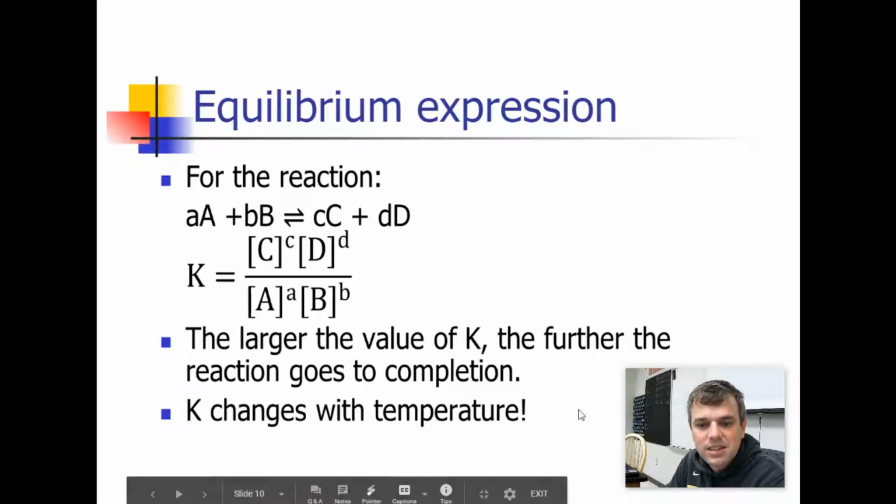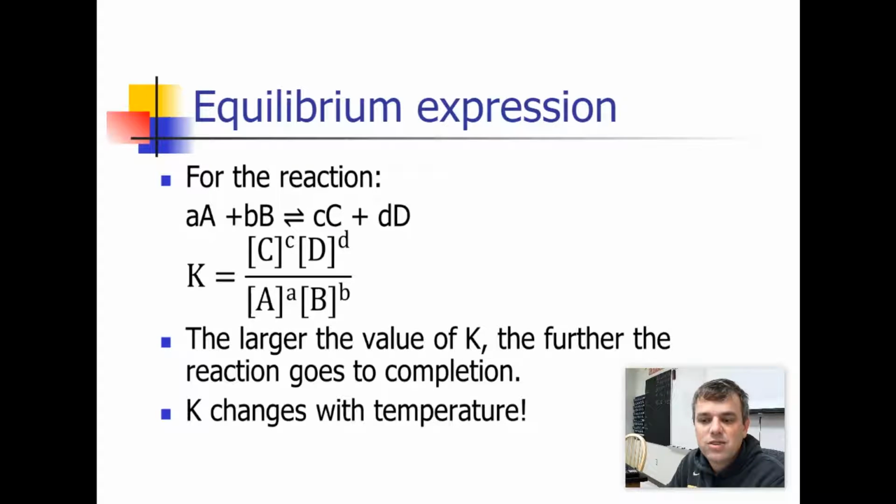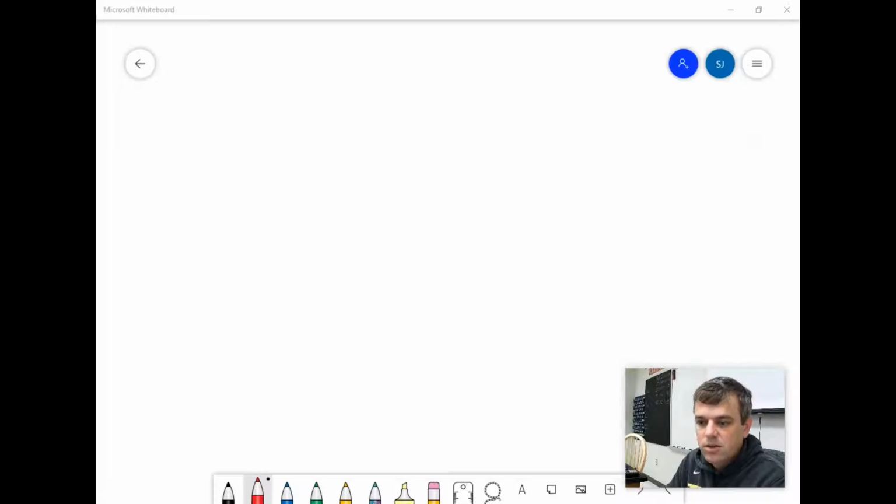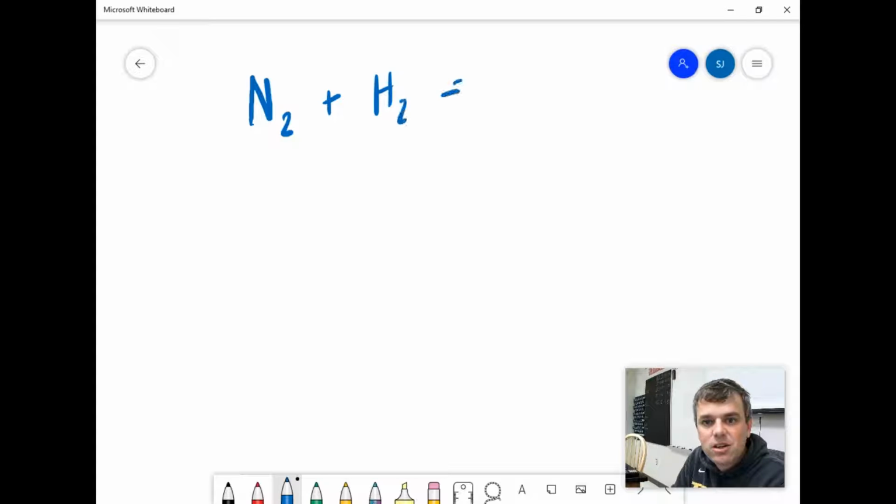The other thing about K is that even though it's an equilibrium constant, it does change with temperature. So let's consider one of the most important chemical reactions that's ever been discovered and manipulated in chemistry, which is the reaction of nitrogen gas plus hydrogen gas to make ammonia gas. Now let me balance this.